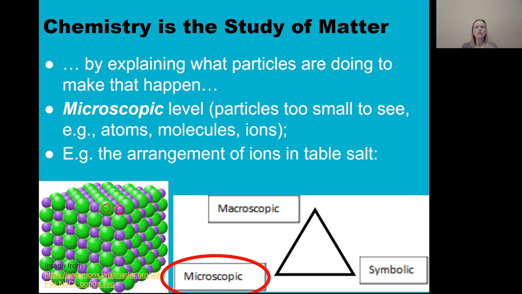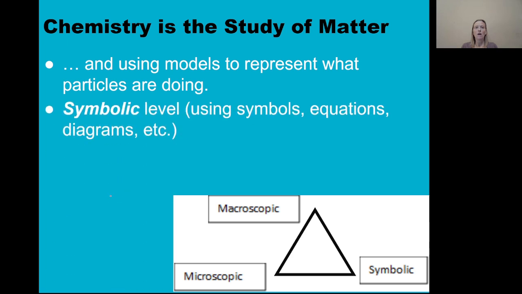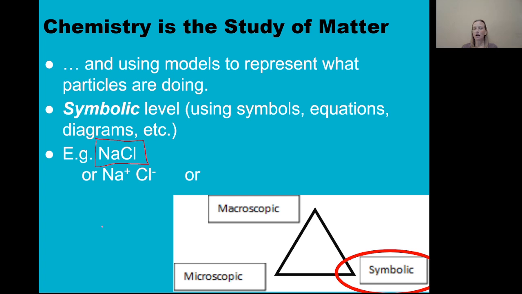So how do we then represent this symbolically? Well, there might be a few different ways to represent what the particles are doing. We could use symbols, we could use equations, we could use diagrams. To represent sodium chloride, table salt, I could just write the formula. It seems that for every one sodium, I have one chlorine. Although that isn't actually chlorine, that's a chloride ion. So for some situations, I might want to actually show you what the ions are: sodium ions with a positive charge, chloride ions with a negative charge.